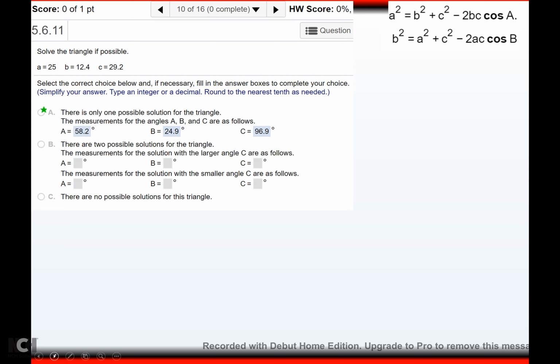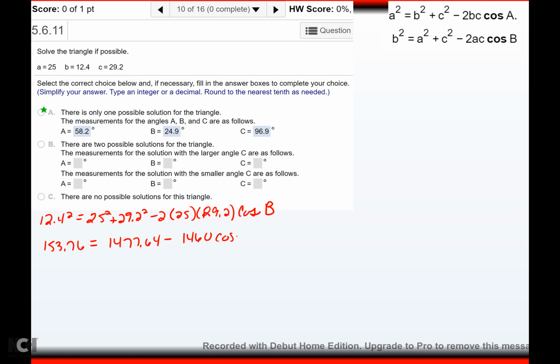All right, it says solve the triangle if possible. They give us three sides, so we have to use the law of cosines. And let's see, it doesn't really matter where you start. Apparently I started with just the B. So I said B squared equals A squared plus C squared minus 2 times A times C times cosine of B. So I get 153.76 equals 1477.64 minus 1460 cosine B.